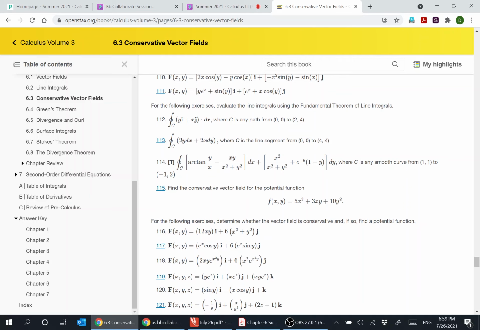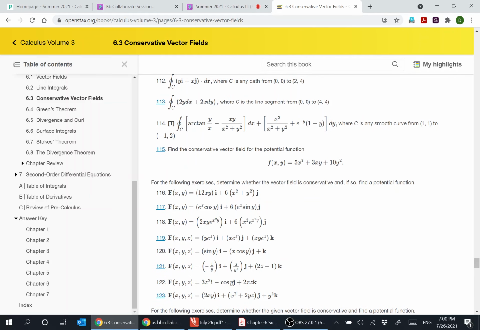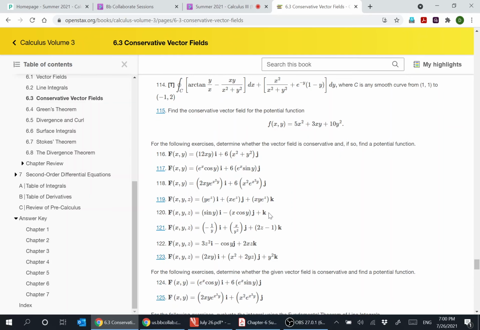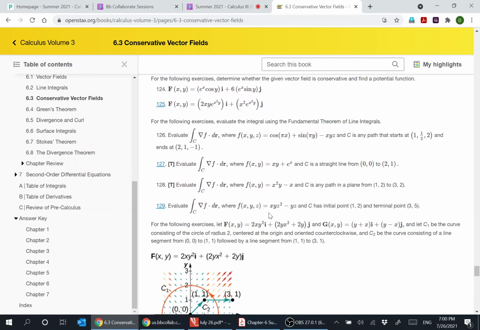So 112. Okay, it's not a great one, but let's see, Q was just 12y. The derivative of this with respect to y is 12x, and the derivative of this with respect to, no, it doesn't work. No, that one doesn't work either. Oh, come on now.